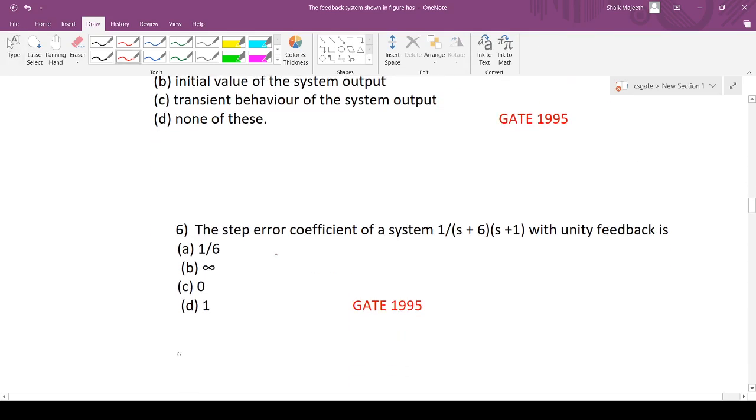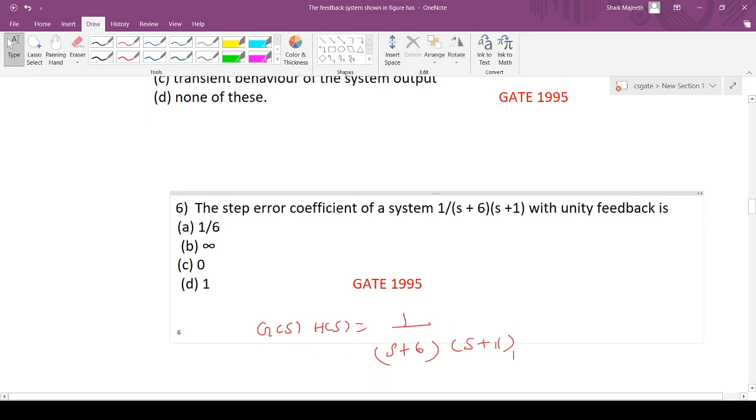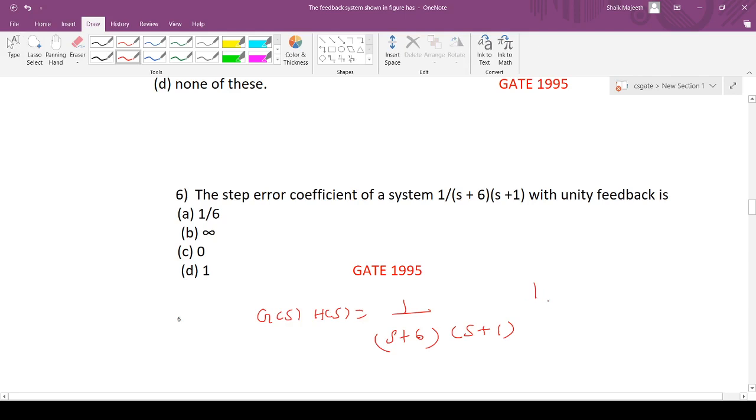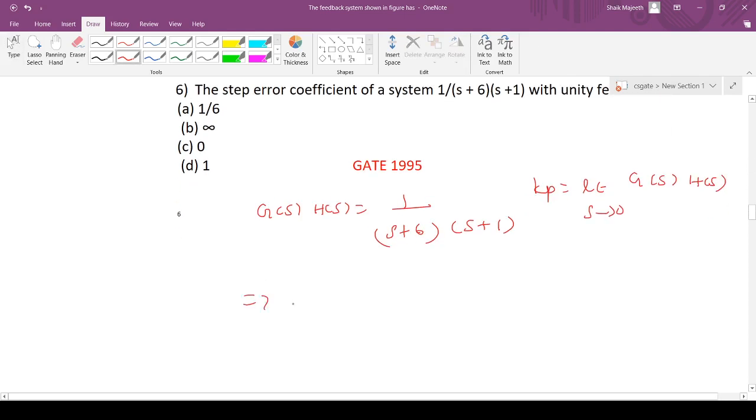Next, the step error coefficient of a system with unity feedback. So G of S, H of S are given. G of S, H of S is equal to 1 by (S plus 6) into (S plus 1). Step error coefficient is nothing but Kp. Kp is limit S tends to 0, G of S, H of S. This indicates Kp is equal to limit S tends to 0, 1 by (S plus 6) into (S plus 1), that is 1 by 6. So option A is the right answer.